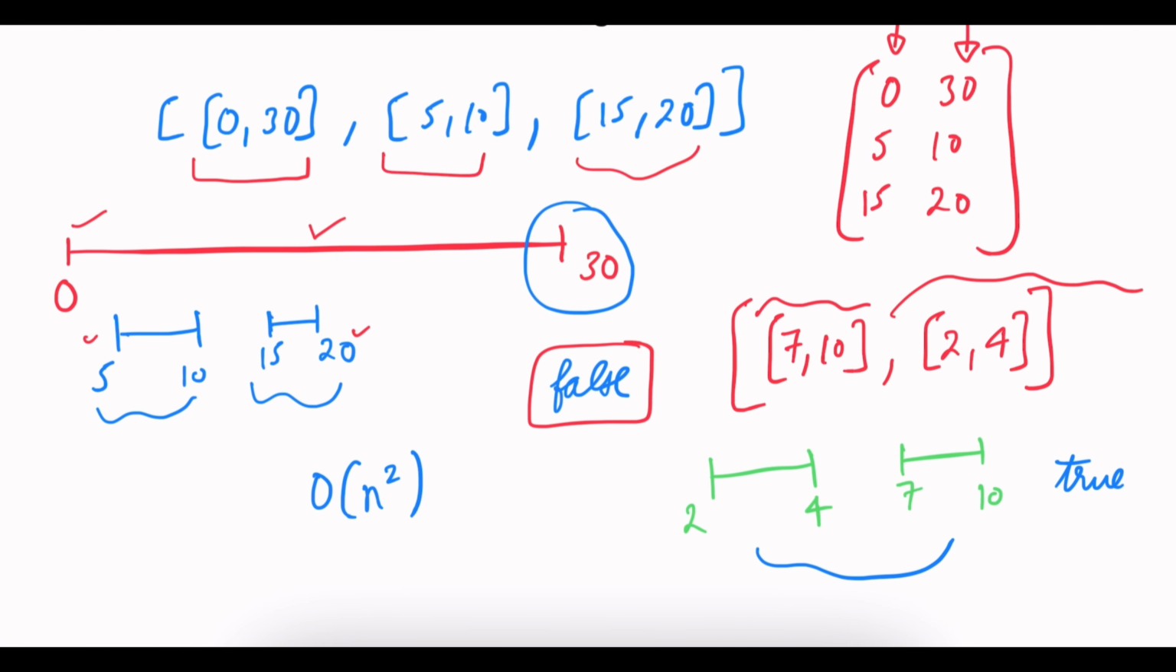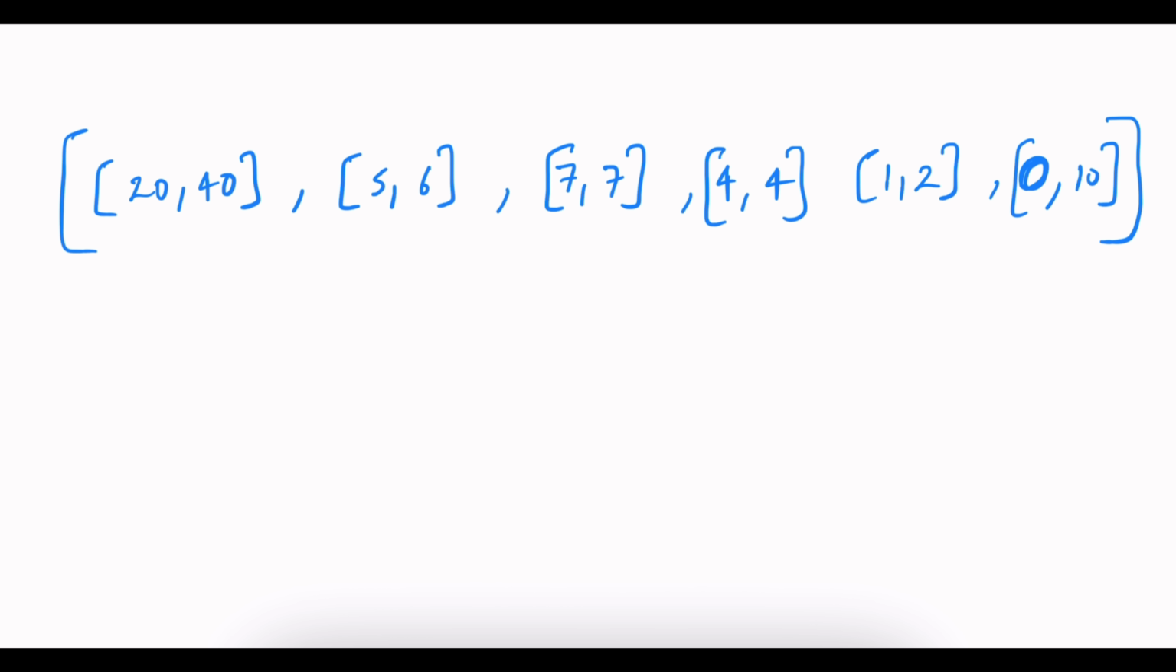The answer is yes, we can do this question in O of n log n. So let's see how we can do this in O of n log n. Let's say we are given this example. One thing by which we can improve our running time from O of n square to O of n log n is sorting these meeting times based on the start times of the meetings. So here, as you can see, the meeting with the lowest start time is this one, and then this one, and then this one, then this one, and then this one, and then this one.